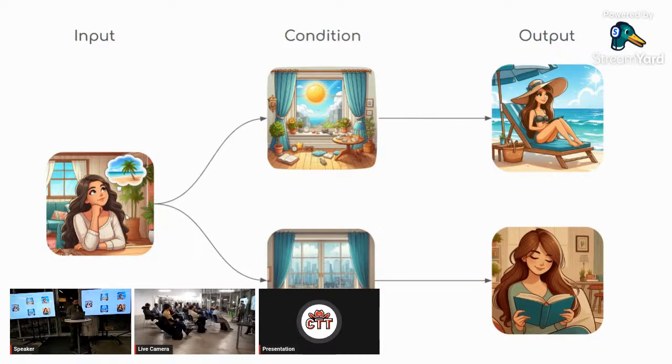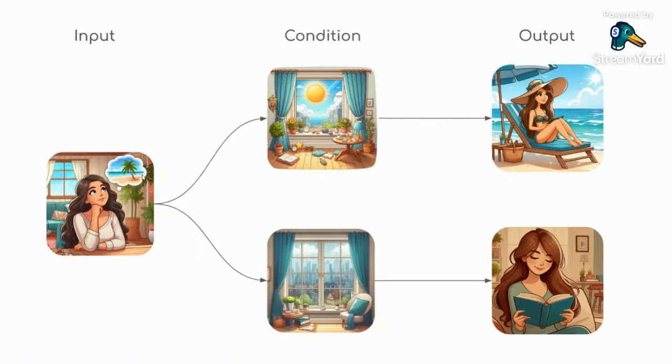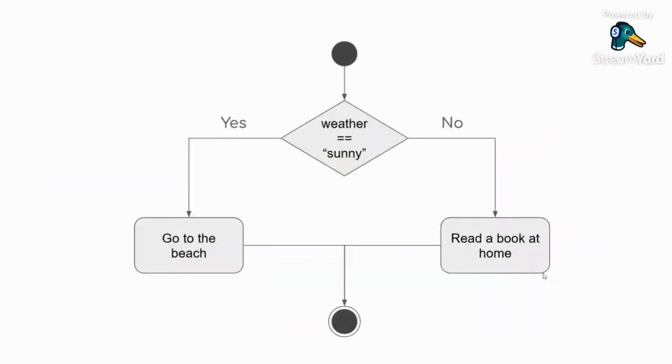Last thing about Mary. Mary is wishing to go to the beach, and the condition is it's sunny. If it's sunny, Mary goes to the beach. If not sunny, Mary stays home and reads a book. In algorithm way, something like that. If weather equals sunny, true, go to the beach. False, read a book. End of the algorithm.